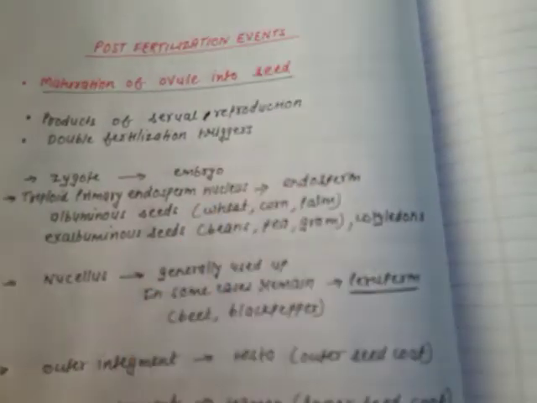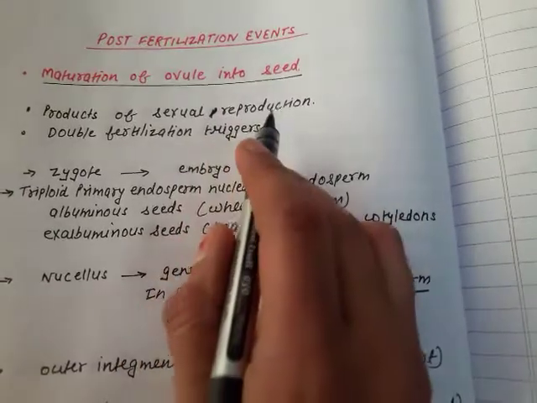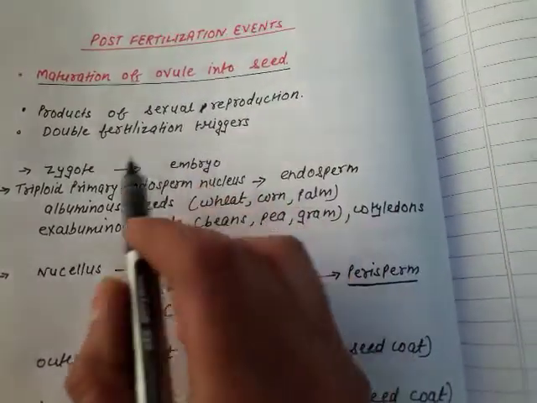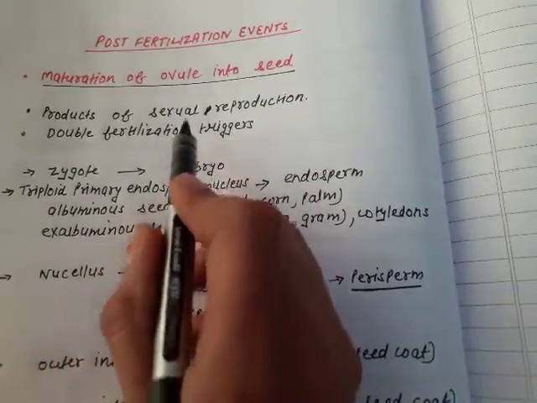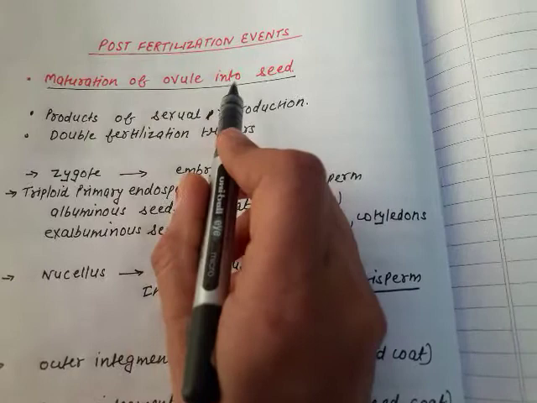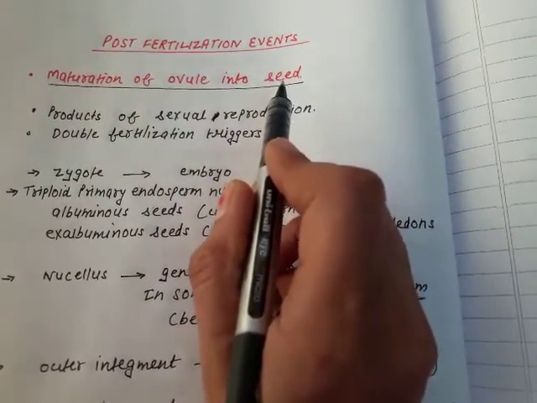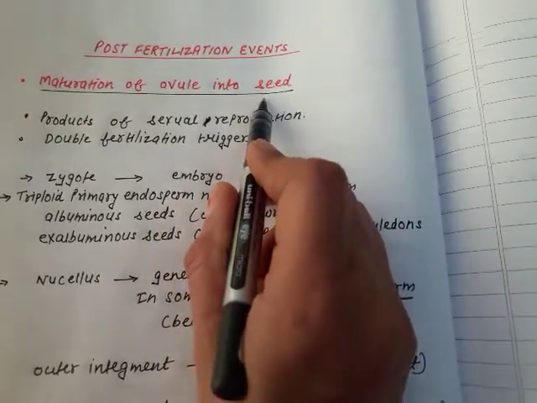And seeds are the product of sexual reproduction in the flowering plants. The process of double fertilization triggers the maturation of ovule into seeds. Now let's see what changes occur inside the ovule during the development of seeds.